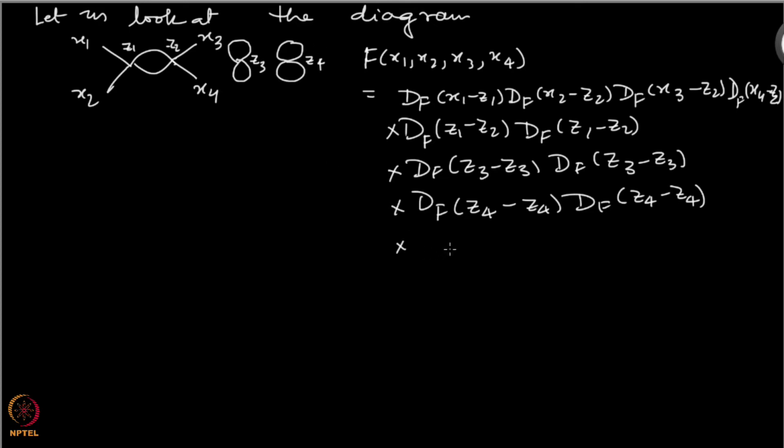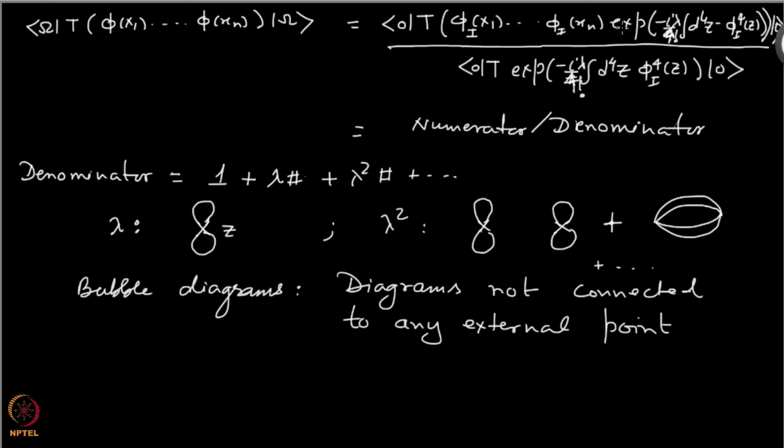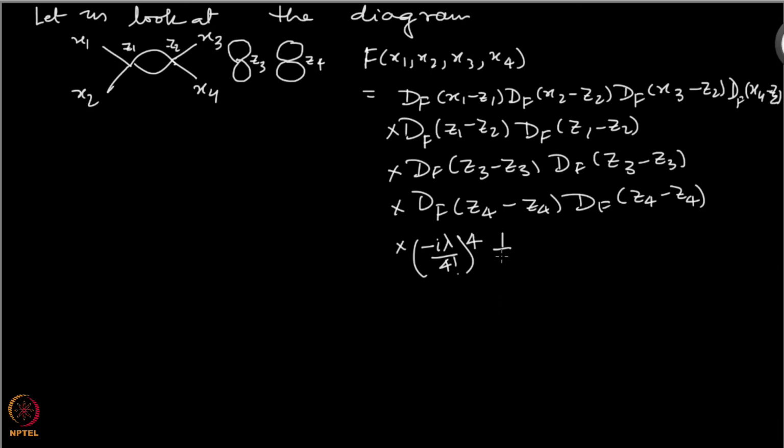Now let's put all the factors of minus i lambda over 4 factorial. You have 1, 2, 3, 4. So you get minus i lambda over 4 factorial raised to the power 4. This is order lambda 4. When you are expanding the exponential to the fourth order, that is what gives you lambda 4. It gives you minus i lambda over 4 factorial raised to the power 4 and 1 over 4 factorial because of this. So this is the 4 factorial I am talking about. So you get 1 over 4 factorial times the combinatoric factors.